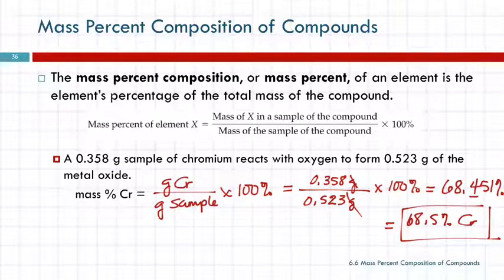Any questions? So you just divide those two? Yeah, you find the mass of the element that you're interested in. You divide by the mass of the whole thing, times 100. Would you have to write anything like the chemical formula for the compound? No, you wouldn't. You wouldn't need to write the chemical formula.